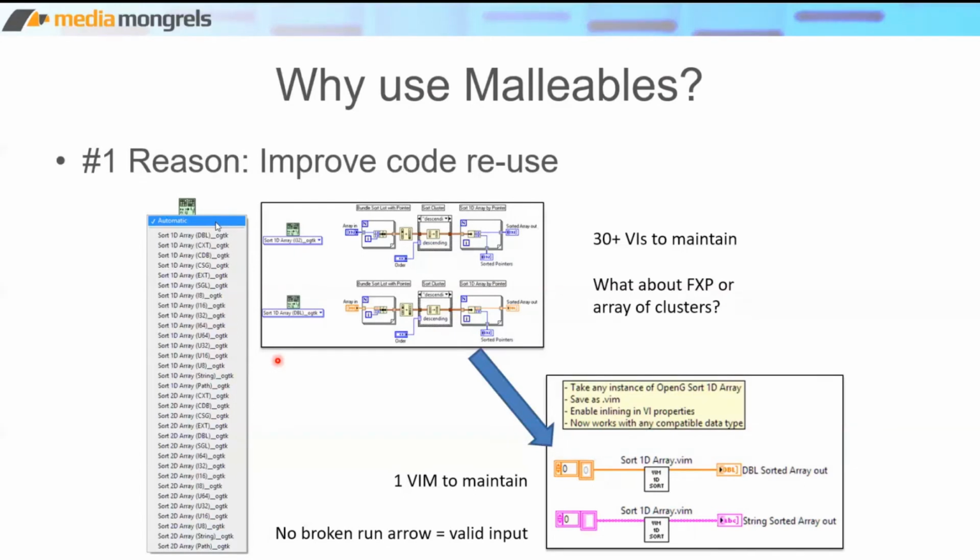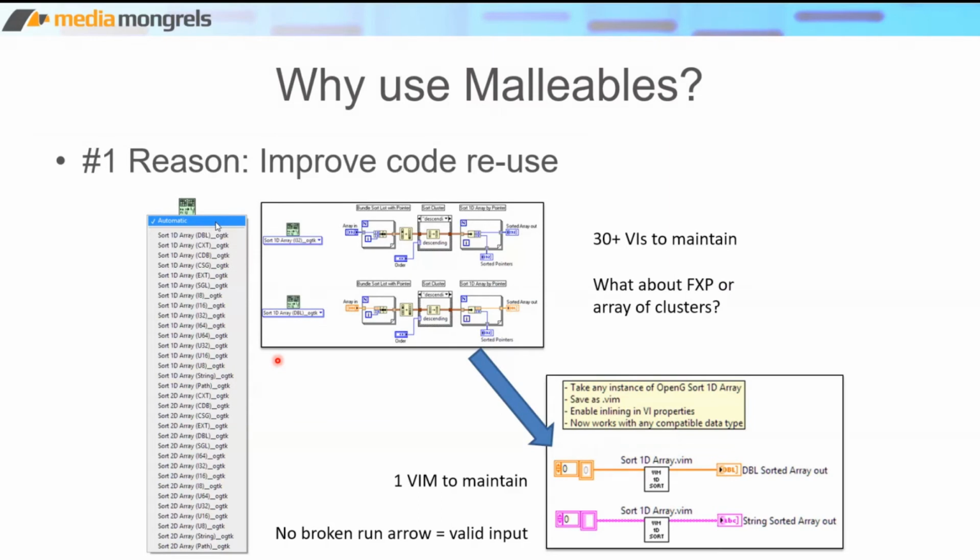So the idea is that with Malleable VIs, you can replace all 30 of those VIs with just a single VI. It reduces the amount of code you have to write and maintain, and it'll work with any kind of supported data type.